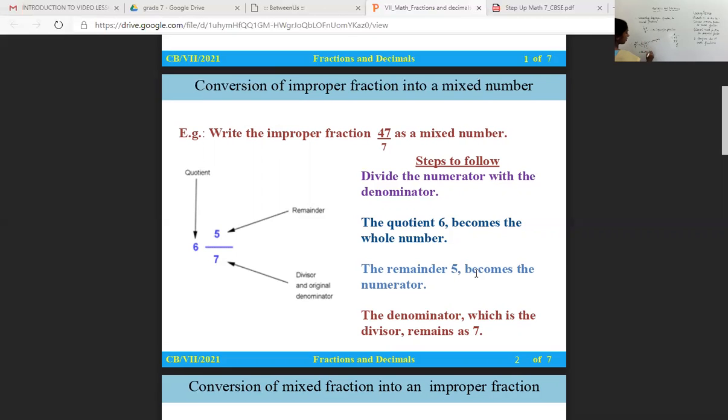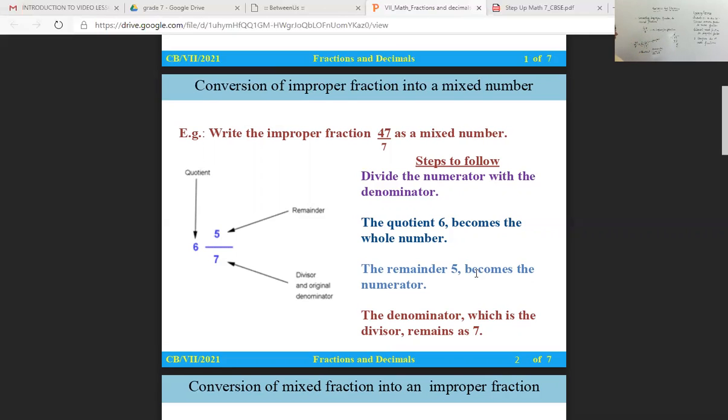So the quotient is the whole number, then the remainder divided by the divisor. This is how you convert an improper fraction to a mixed fraction. That is, 47 by 7 is an improper fraction, which we have converted to a mixed fraction. A mixed fraction is a combination of a whole number and a proper fraction.